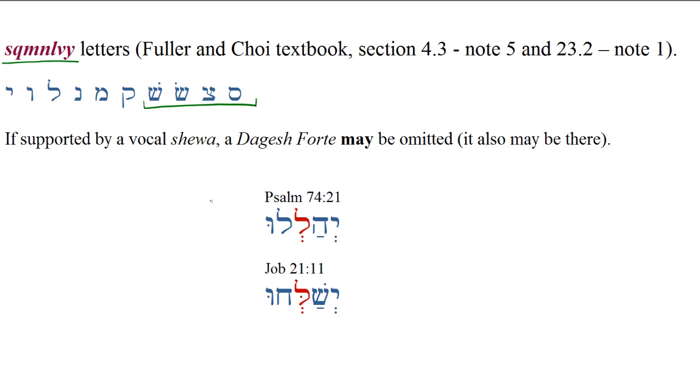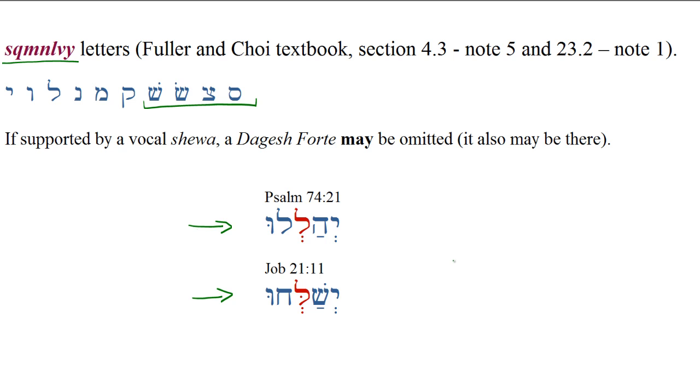This is variable. So here's a couple of examples. Here is the verb yechalalu from Psalm 74:21. Note that this is a Piel imperfect, third masculine plural. The lamed, the R2 letter, has no dagesh forte because it is one of these Sequel-Levy letters. But notice here in Job 21:11, we have the root shalach. We have also a Piel imperfect, third masculine plural. We have yeshalachu. Notice that this lamed has a dagesh forte.